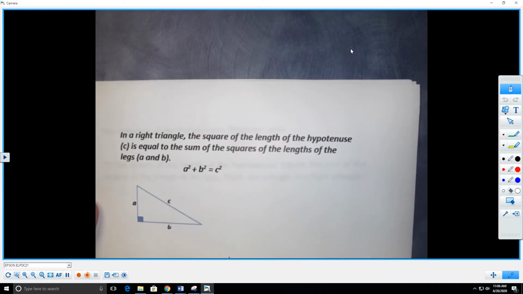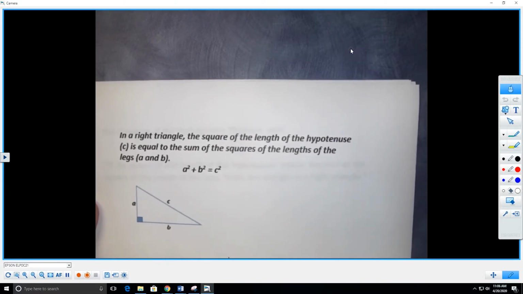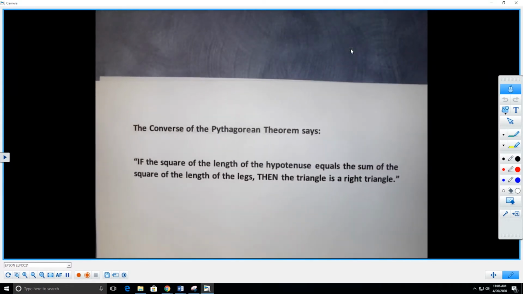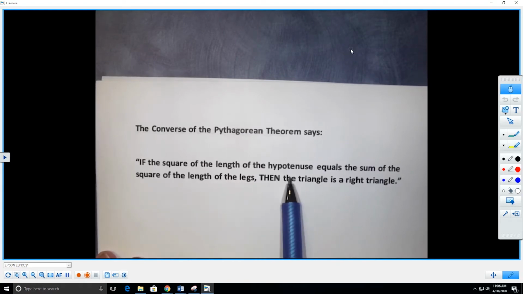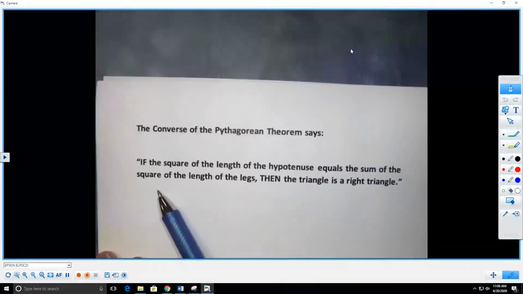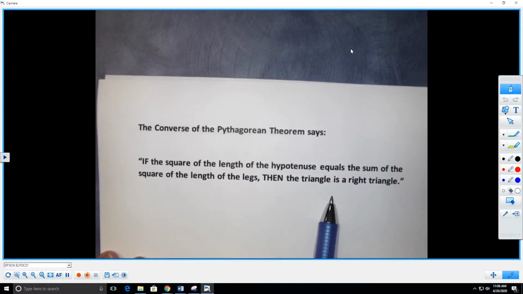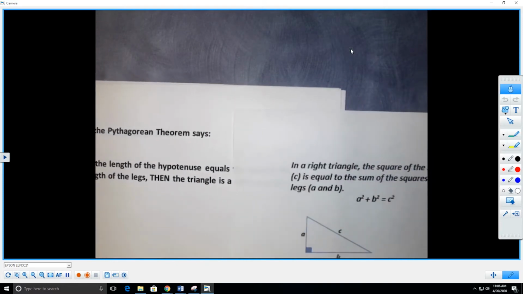Now, in mathematical terms, the converse of this if-then statement, or conditional statement, is just reversing what part goes with the if and what goes with the then. Let's write the converse of the Pythagorean theorem down together. The converse of the Pythagorean theorem says, if the square of the length of the hypotenuse equals the sum of the squares of the length of the legs, then the triangle is a right triangle. Do you see the difference in the two statements here?